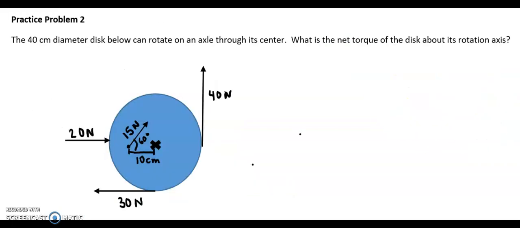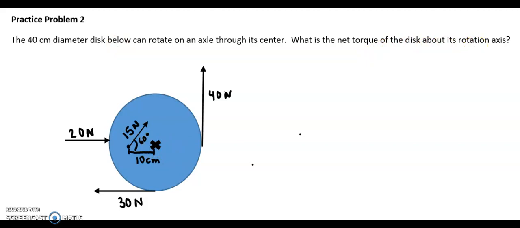Great. Okay, so we have one more problem to go ahead and try. And again, try it yourself first, and then you can go ahead and check back in on the video. Okay, so we have a 40 centimeter diameter disc below, can rotate on an axle through its center. What is the net torque of the disc about its rotation axis?